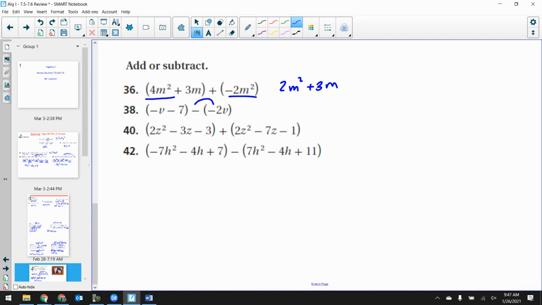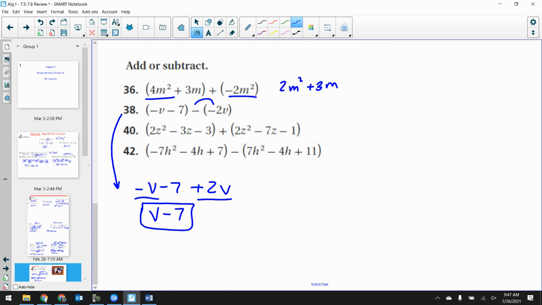Okay, we distribute that in, and I'll bring it down here: negative b minus 7 plus 2b. So what would that give me? What's a negative b plus 2b? Just a b. And then b minus 7. Does that make sense? Got it. Number 40. Paige, what did you get for 40?